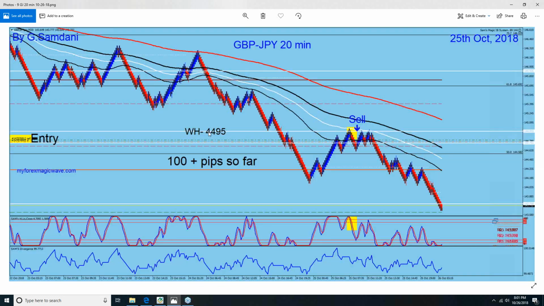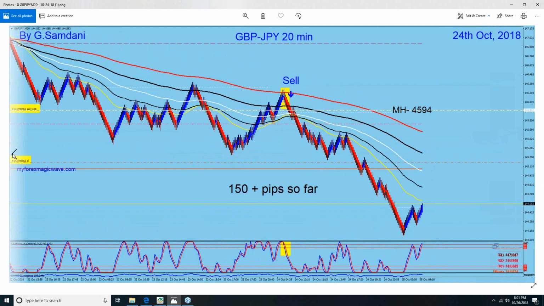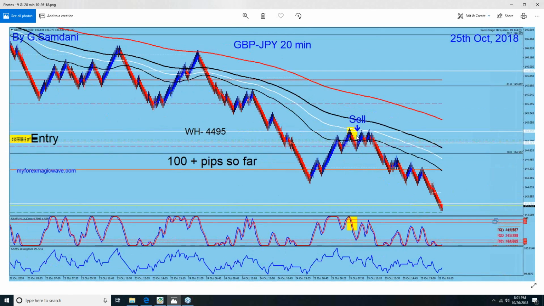And here, 45.95 again, right there. Oh, that is 45.94, right? And then 44.95, and it went down again, right? So this is how it is.